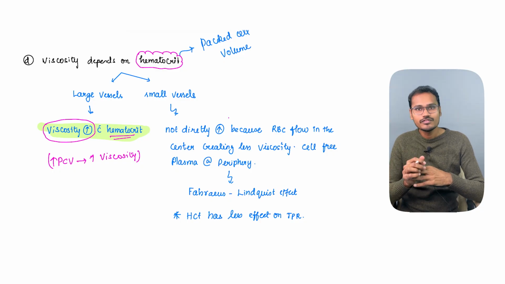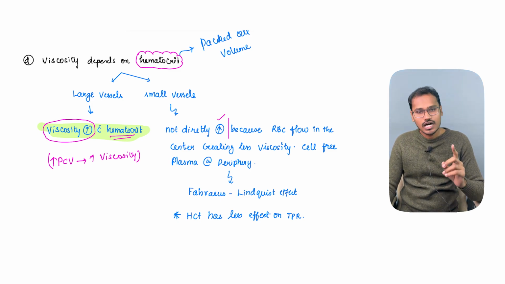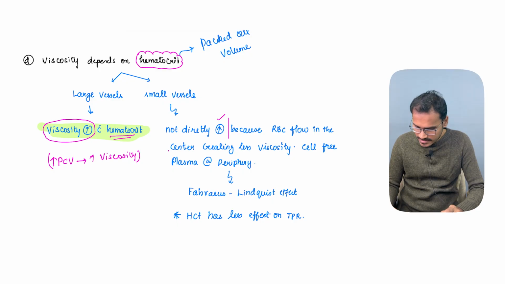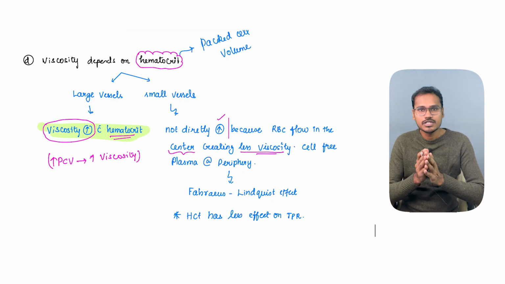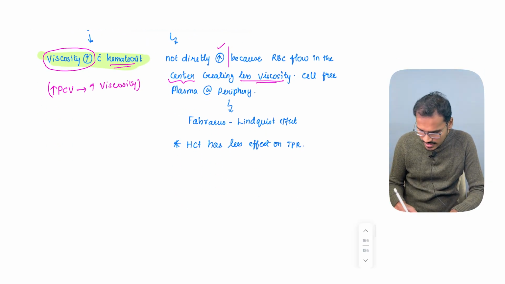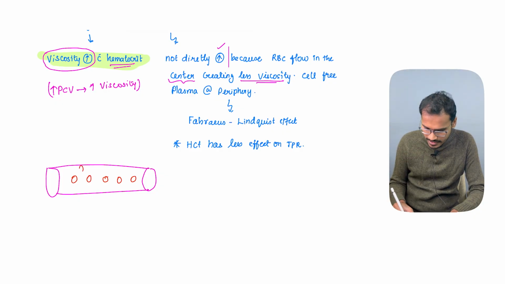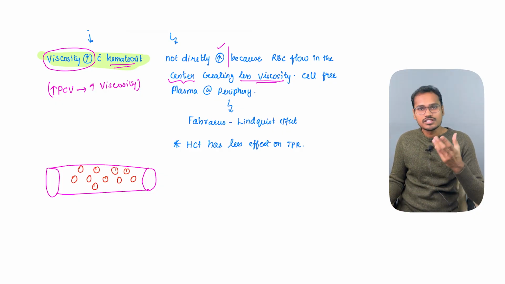What happens in the smaller vessels? In the smaller vessels also, ideally we would think that it increases, but not that much. It does not directly increase because the RBCs flow in the center, creating less viscosity, and the cell-free plasma moves in the periphery. Let's understand with the diagram, then it becomes easier. Suppose in a larger vessel, the RBC count is increasing. Let's take an example: initially there were only 5 RBCs, now it has become 10. What is going to happen? The viscosity is going to increase.